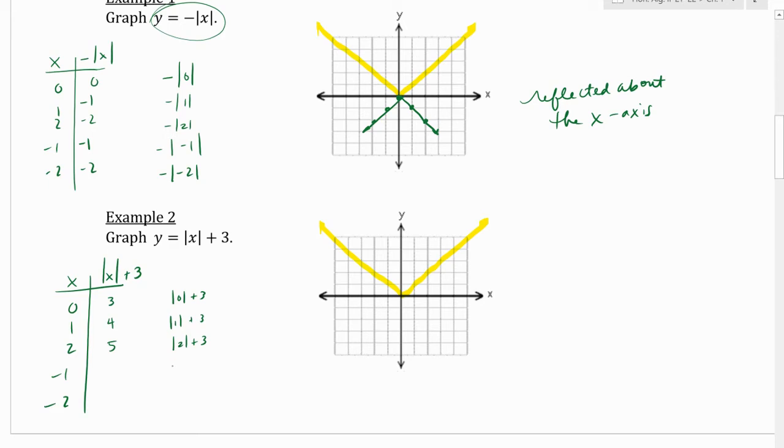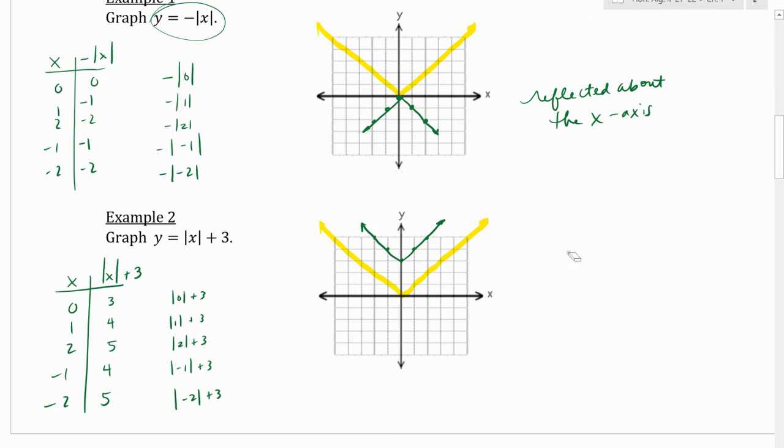5. Okay, see what's going on that way. Absolute value negative 1 was 1. Add 3 to it, 4. 2 plus 3, 5. So we got 0, 3, 1, 4, 2, 5, negative 1, 4, negative 2, 5. It's the exact same shape. It's just translated 3 spaces up. So it moved it up.